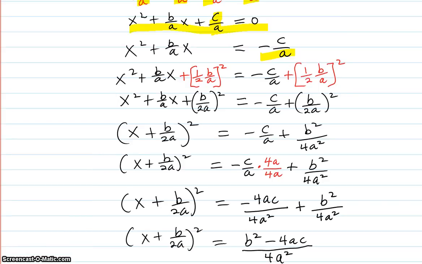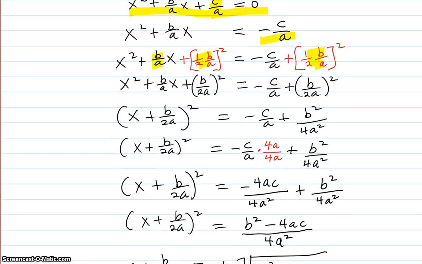Then, with the completing the square technique, you take half of the coefficient of the x and square the whole thing. So there's half of b over a being squared, and you add that to both sides: half of b over a, squared. Then you simplify that a little bit. Half of b over a is b over 2a.